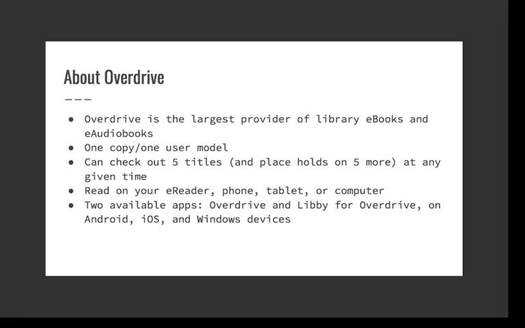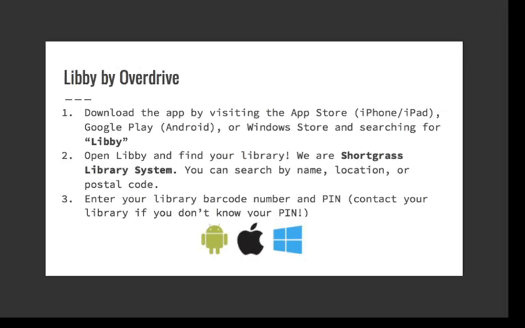You're able to currently read on your e-reader, so if you have a Kobo, your phone, your tablet, or your computer. And there are 2 available apps for reading on your mobile device. There is the original Overdrive app, which is kind of on the way out, so we're not going to cover that one today. And Libby for Overdrive, which is the sort of remodeled, exciting, easy to use option. And it is available on your Android, iOS, and Windows devices. So let's go through this now.